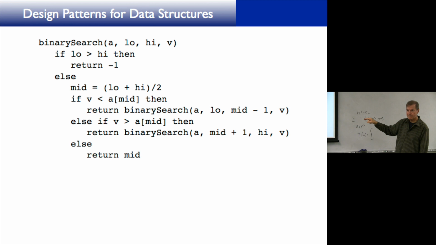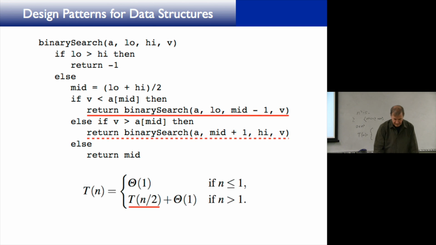So what is it? T of n is big theta of 1 if n is less than or equal to 1, and T of n over 2 plus big theta of 1 if n is greater than 1. And then if it did both of the searches, it would be 2 times that.